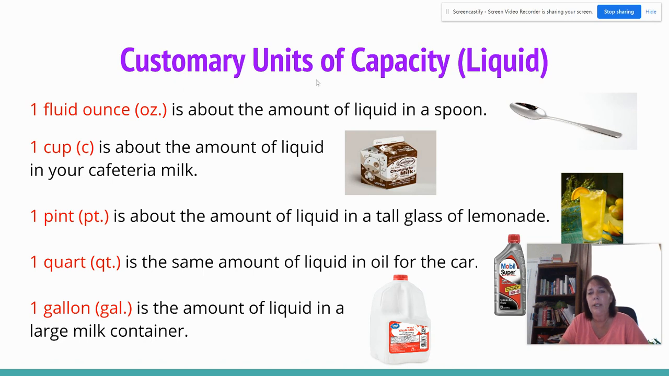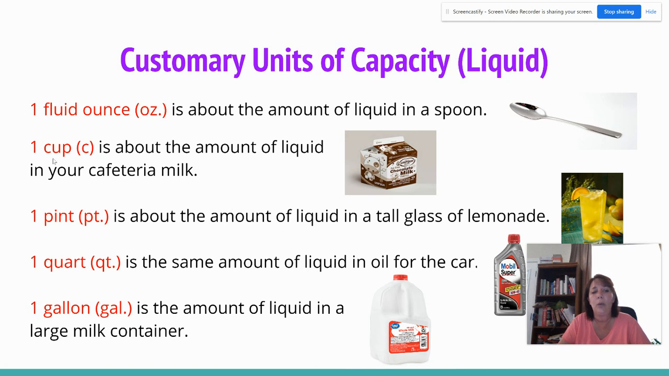So the customary units of capacity, when we think about how much something holds, we usually think about a liquid. When we talk about 1 fluid ounce, fluid means it's able to move. Its abbreviation is OZ, and it is about the amount of liquid that you would put into a regular household spoon. So if you take out a spoon and put some water in your spoon, that's going to be about an ounce.